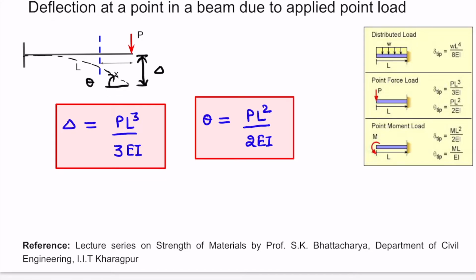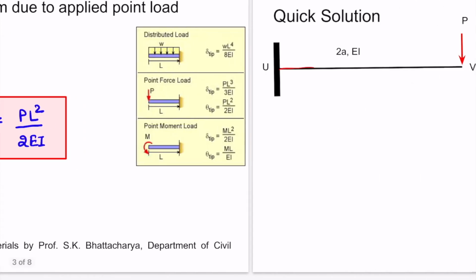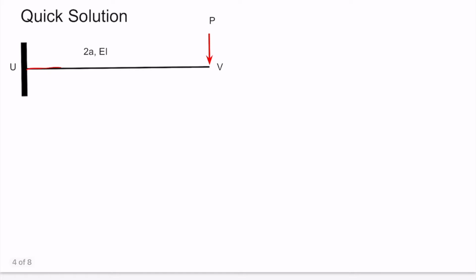Now let us use these two standard formulas to quickly get our solution. Consider the first beam. So how will this beam deflect under the point load? The beam will deflect like this. So here we can simply use the standard formulas we have noted down earlier.